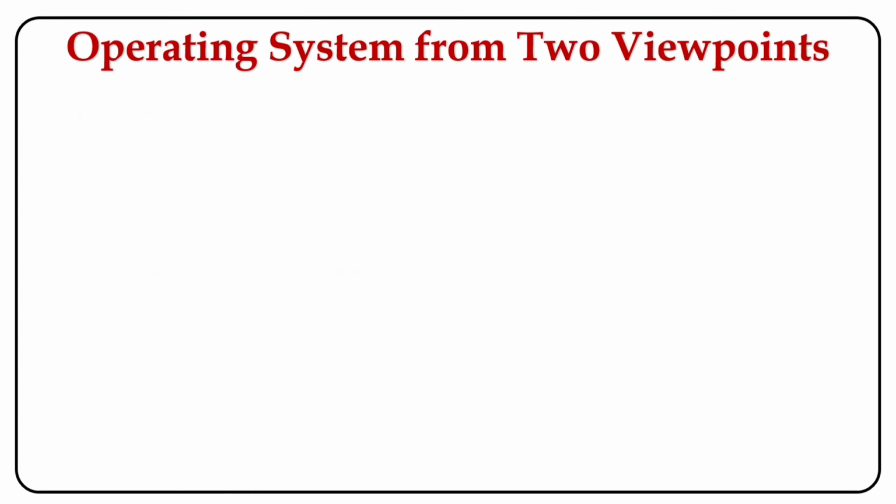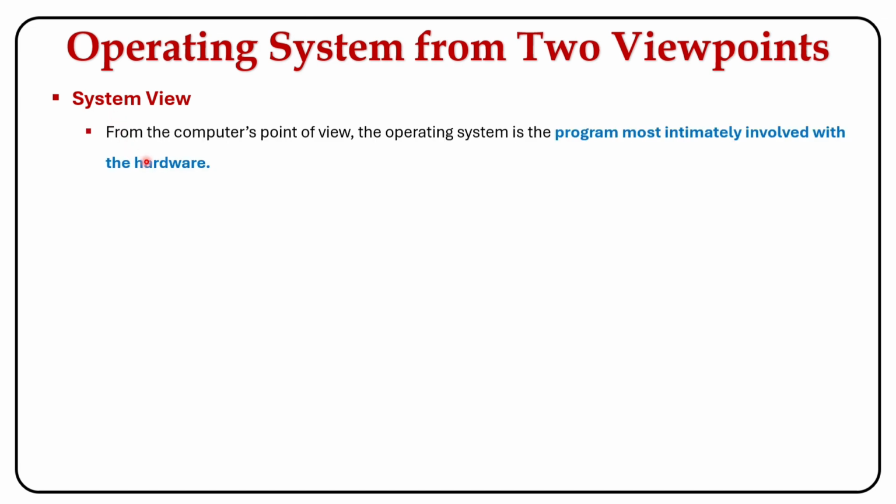Now we can learn about the system view. From the computer's point of view, the operating system is the software that works closest to the hardware. Whenever an application needs to use the CPU, memory, storage, or any input-output devices, it cannot access the hardware directly. Instead, it sends a request to the operating system, and the operating system communicates with the hardware.